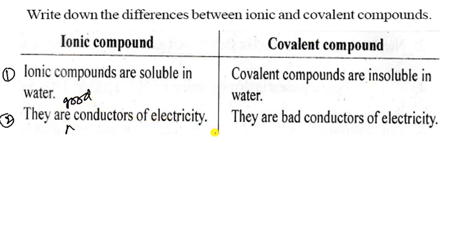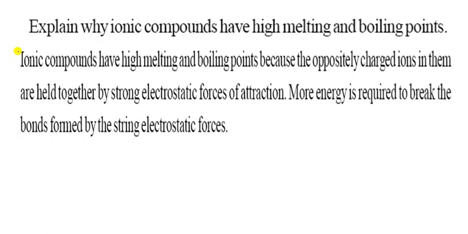So let us see the difference between the ionic and the covalent compounds. So you can write the property also in this. First, ionic compounds are soluble in water as you have seen, and the covalent compounds are insoluble in water. And the second is they are conductors of electricity, but they are bad conductors. So ionic compounds are good conductors of electricity, and covalent compounds are bad conductors of electricity. You can write the difference in this.